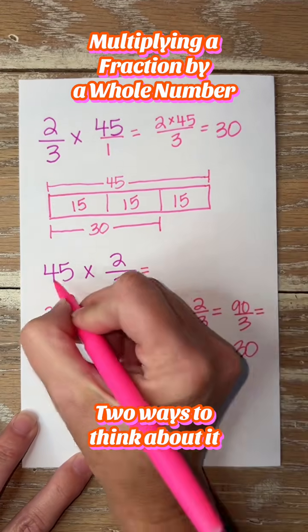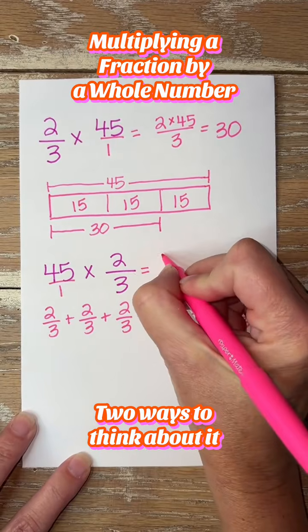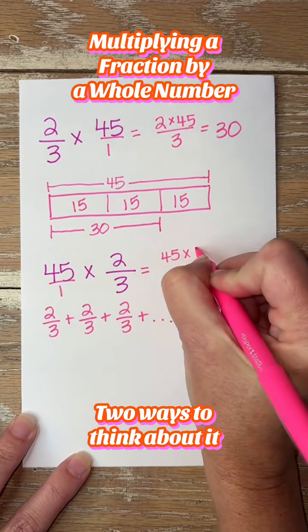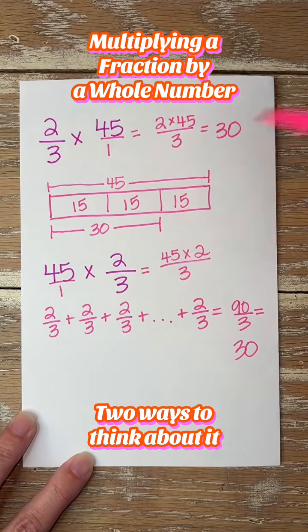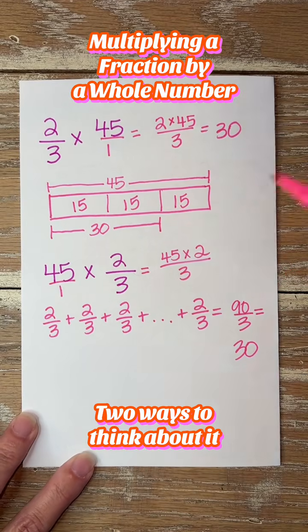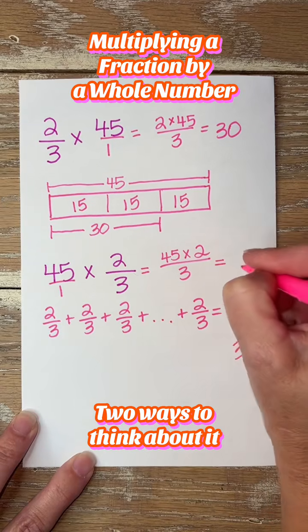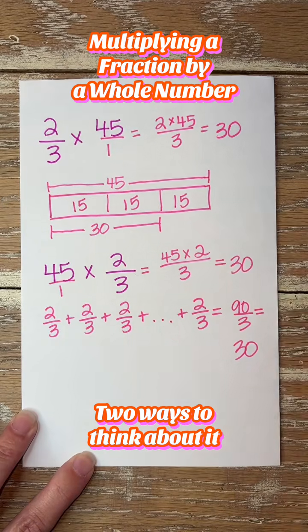So again, here, if we think of the algorithm, we would be multiplying the numbers on top, multiplying the numbers on the bottom, and we would need to do 2 things. In this case, thinking of it like this, we would multiply the 45 times 2 is 90, and then divide by 3 to get the answer 30.